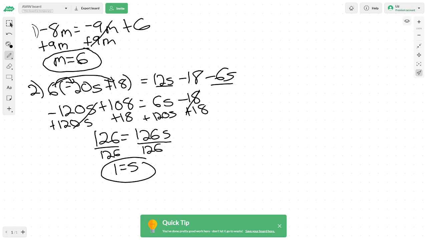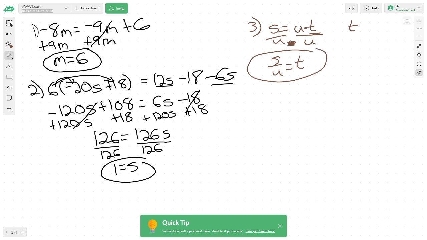All right, for number 3. We have s equals u times t, and we need to solve for t. So first step, find t. It's right here. It's being multiplied to u, so to get rid of it, I just need to divide. So s over u equals t. And I'm done with number 3. That's all I had to do. I got t by itself.